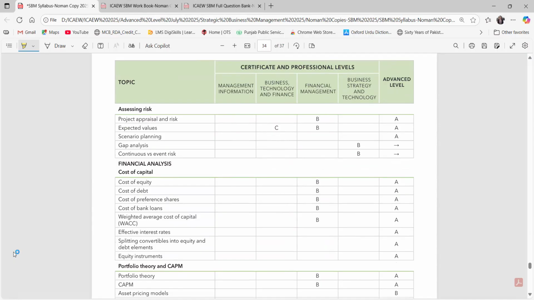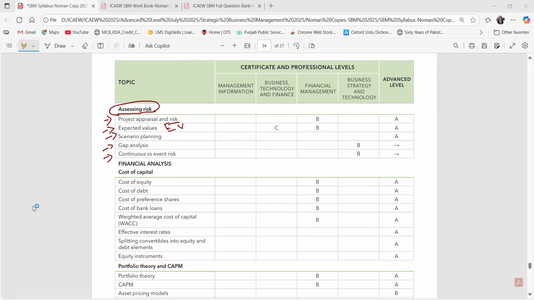Then, continuing with investment appraisal, we also talk about assessment of risk, how we can assess the risk in different project appraisals and different risk areas. We can go for expected value, EV. Scenario planning, gap analysis, continuous versus event risk. So these are some sections about risk assessment.